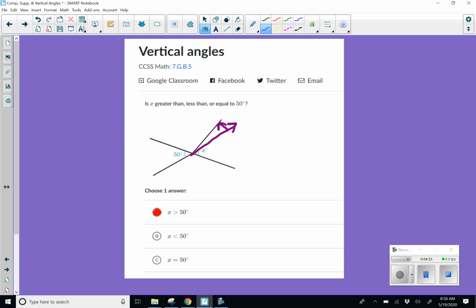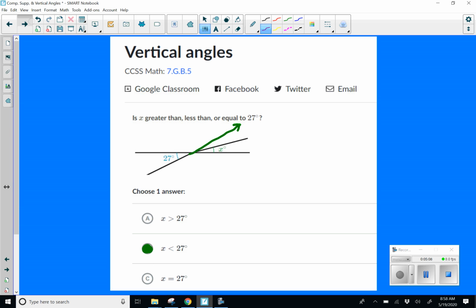greater than 50 degrees. If these were perfectly intersecting lines, these two vertical angles would be equal to each other. But since they're not perfectly intersecting and it's extended a little bit further to the left there, that means that x is greater than 50 degrees.